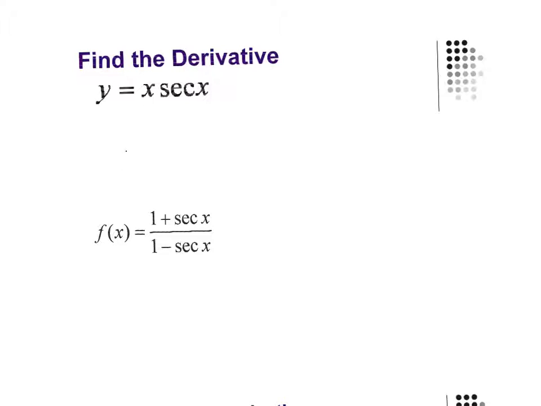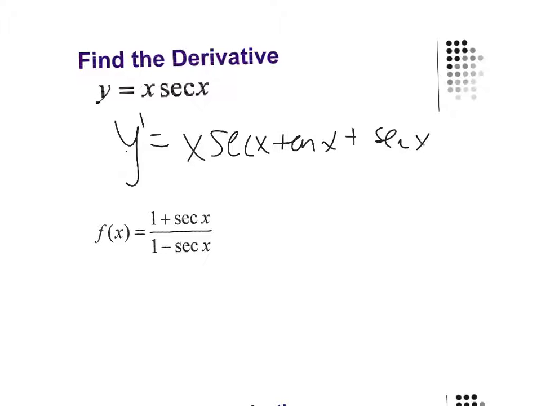Derivative of the first is going to be x secant x tan x plus secant x. That's it. You can't combine them together because the first part has different variables going on. The bottom one ends up simplifying to 2 tan squared of x sine of x.